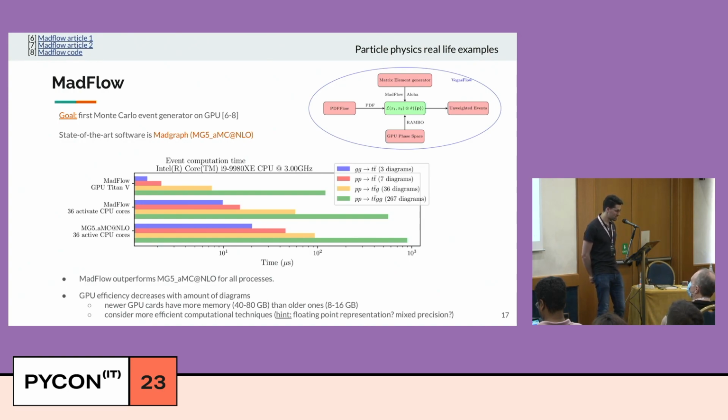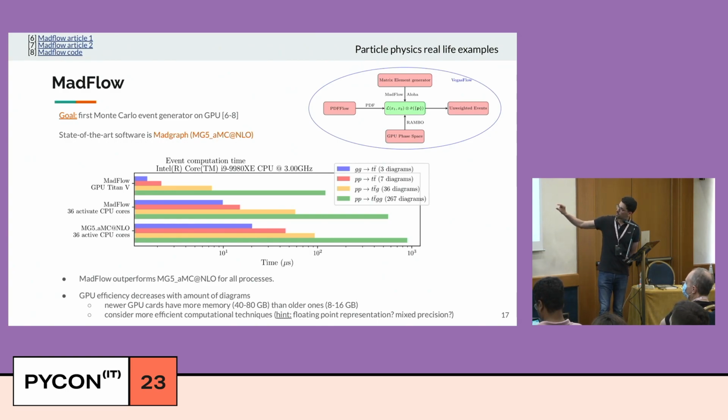The message I wanted to convey is that we are again comparing our code, which can run both on CPU and GPU, against another tool, which is the state-of-the-art, that is C++. Also, it contains some Fortran, so it's a really complicated piece of software, and it's called MG5.